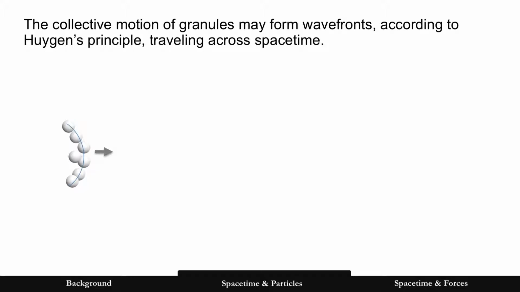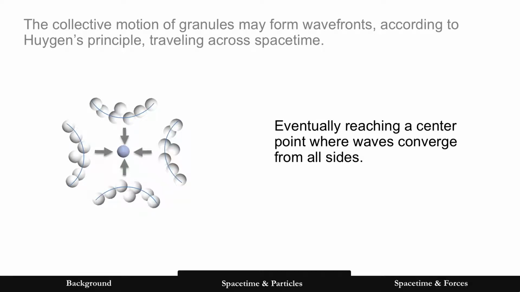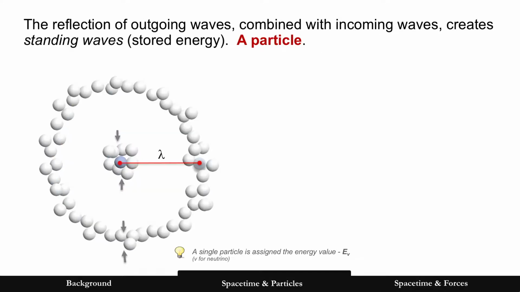Now, the collective motion of granules might form wave fronts, according to Huygens principle. So let's assume that wave fronts are crossing the universe, and eventually waves from all different directions reach a center point and converge. What would happen at that point?